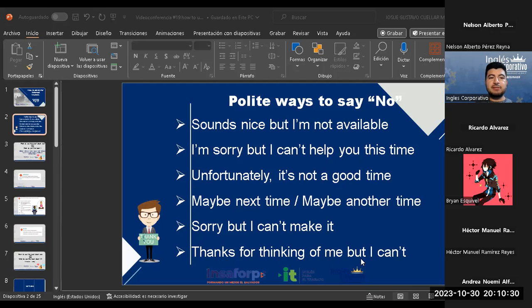Cuando utilizamos el but, que se pronuncia but, y luego va el I, normalmente se dice but I. But, como que la T suena como R. Number one. Suena bien, pero no estoy disponible. Number two. Lo siento, pero no puedo ayudarte esta vez. Three. Desafortunadamente, no es un buen momento. Four and five. Maybe next time. Que significa quizás otra vez. Quizás o en otro momento. ¿Verdad? Luego, sorry, but I can't make it. Lo siento, pero no lo lograré. La última, gracias por pensar en mí, pero no puedo. Okay? Remember, sounds nice, but I'm not available. Okay? Y la tres, unfortunately, it's not a good time.